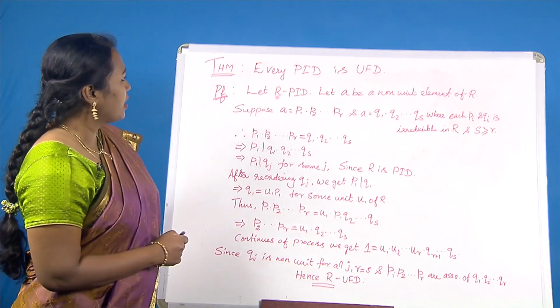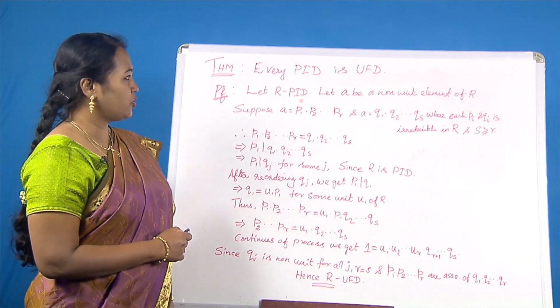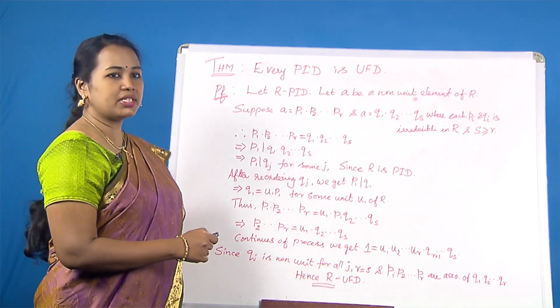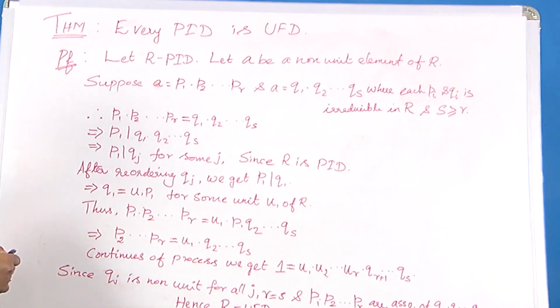The proof: now let R be a principal ideal domain and let A be a non-unit element of R. And therefore, A can be written as P1, P2, and so on up to Pr, and A also can be written as Q1, Q2, and so on up to Qs. So, this is our assumption, and we are assuming that each Pi and each Qi is irreducible in R and S is greater than or equal to R.